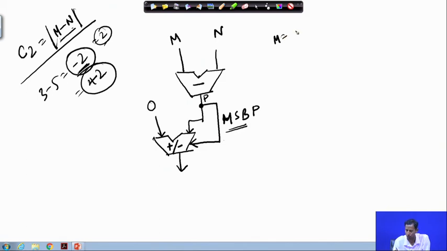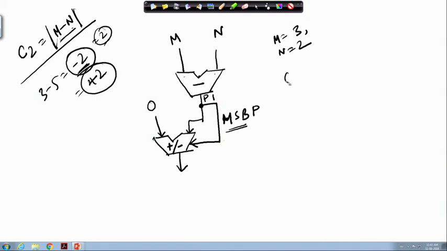So, let us take one example and then you consider these things. M equals 3 and n equals 2. So, 3 minus 2 equals 1, positive 1. So, this MSB of P is 0. So, this will be 0 plus 1, which is 1.